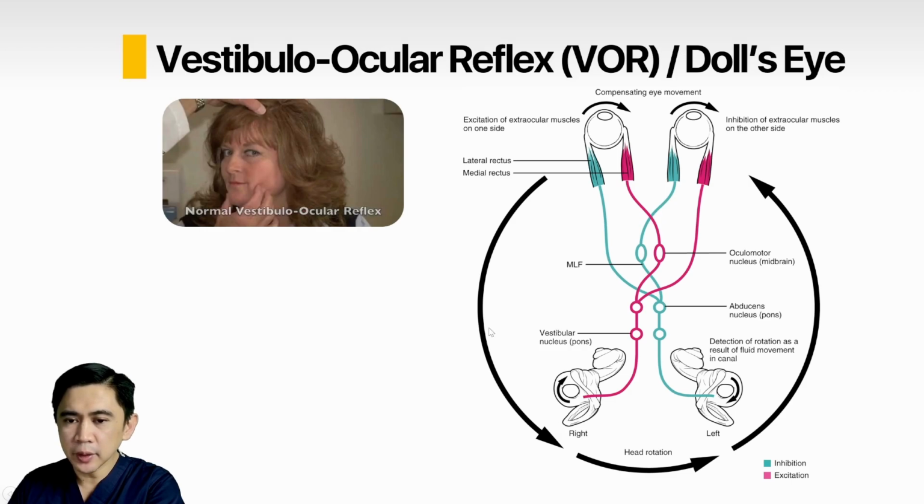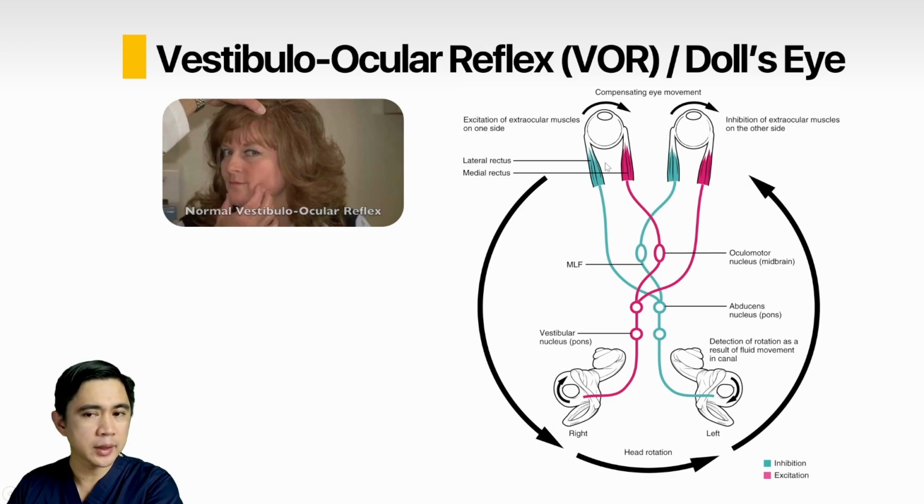On the other hand, movement of the head in the same direction will move the endolymph away from the cupula on the other inner ear, resulting in inhibition. So this inhibition will travel to the medial longitudinal fasciculus, and in turn will inhibit the movements of the other pair of lateral and medial rectus.